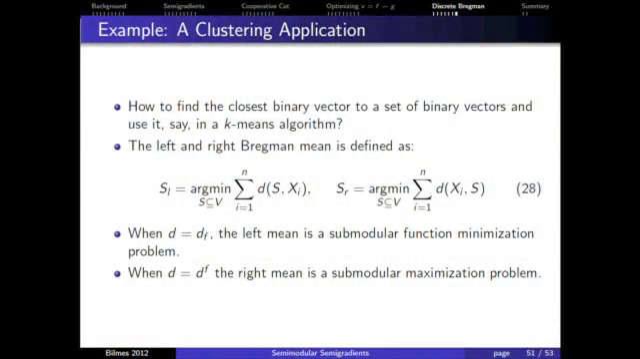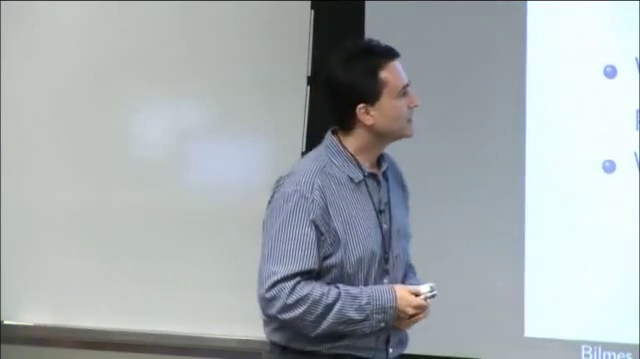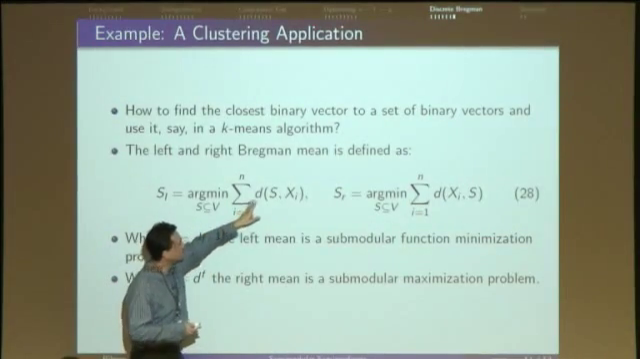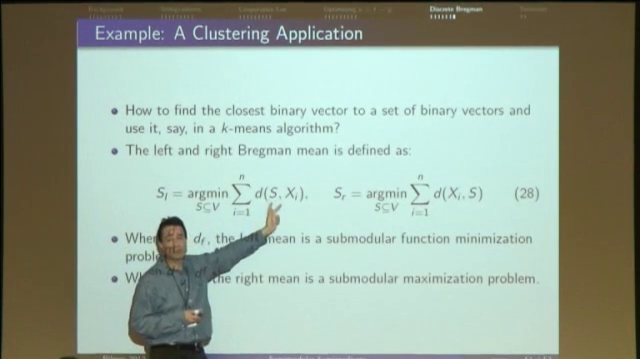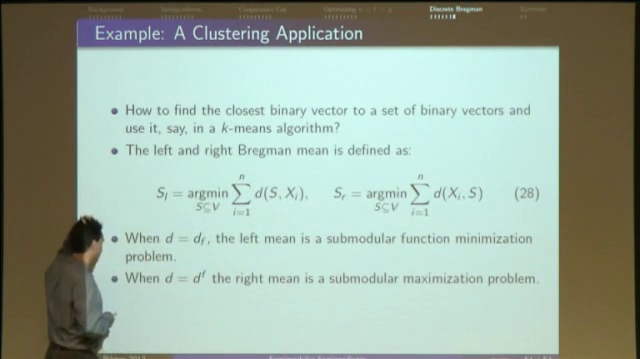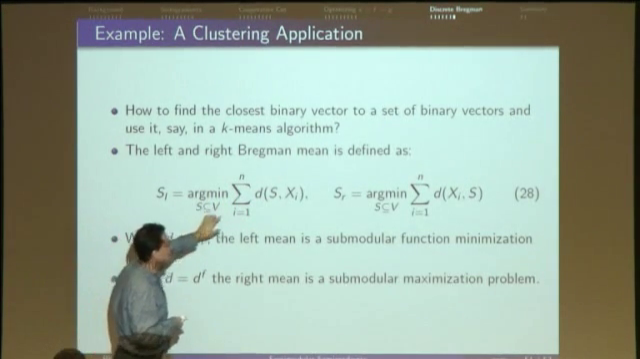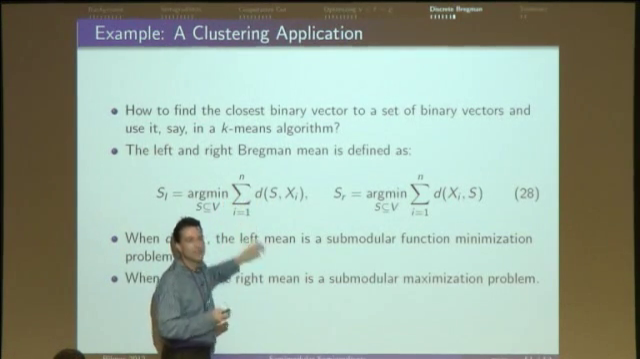So I'm going to end with this slide, which is some possible application of these Bregman divergences is to do k-means style clustering. But here, rather than clustering vectors, you're clustering binary vectors. And so you have problems like the left mean problem and the right mean problem. Now, it turns out, depending on which submodular Bregman you choose, computing the left mean problem ordinarily would be very, very difficult. But it turns out that if you use a subgradient-based submodular Bregman, then this problem becomes a submodular minimization problem.